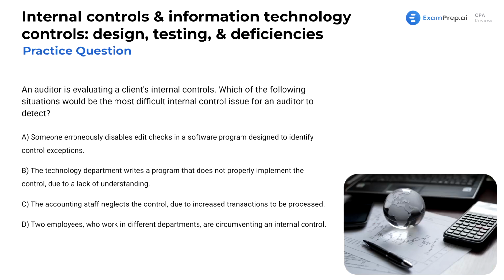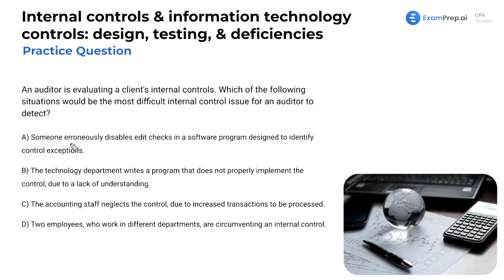Next up, an auditor is evaluating a client's internal controls. Which of the following situations would be the most difficult internal control issue for an auditor to detect? Before even reading the possibilities, generally that's going to be fraud. It's not going to be a simple error, because with fraud, someone takes actions, if they're doing the fraud properly, to conceal it. If there's just an error, you may find it by testing because no one's trying to conceal it. However, if there's deliberate fraud that's being concealed by someone, that itself is going to be an extra challenge. So that's just an initial thought before reading into these questions.